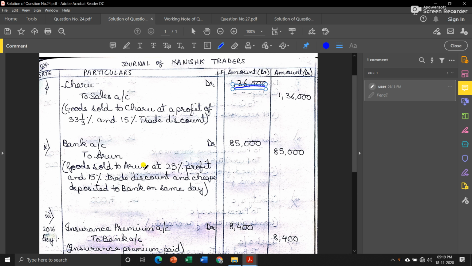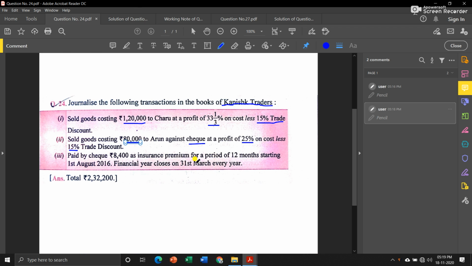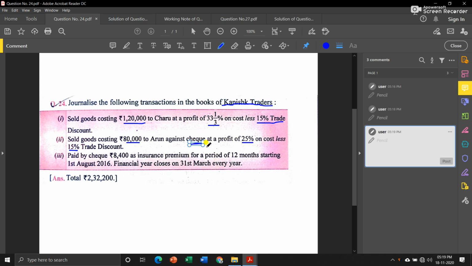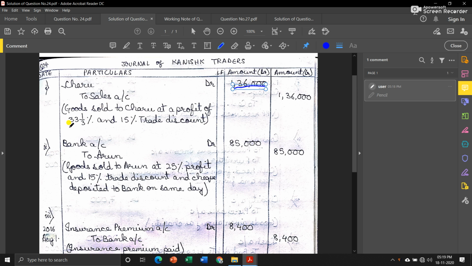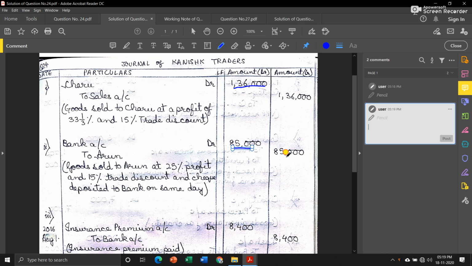So our transaction will be bank account debit to Arun. We wrote bank account because in the question they said that we received a check, and since they haven't mentioned depositing that check on that date, or given us any other transaction related with this check, we will assume that the check was deposited on the same date. So when we deposit the check on the same date, we will receive money in our bank account. So we debited bank account to Arun and the amount will be 85,000.